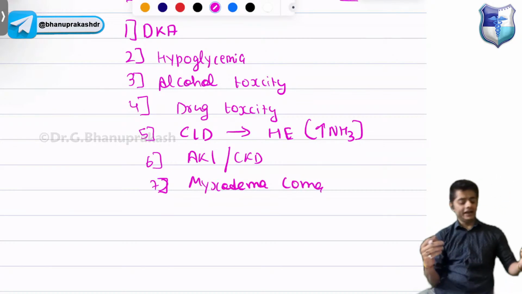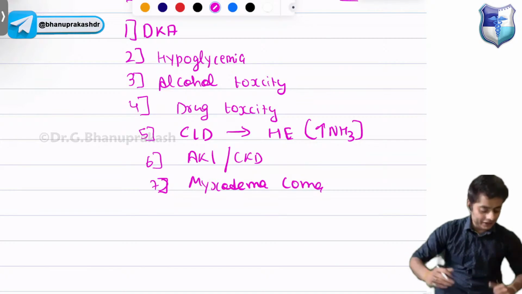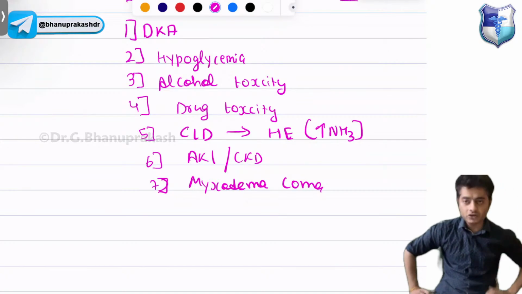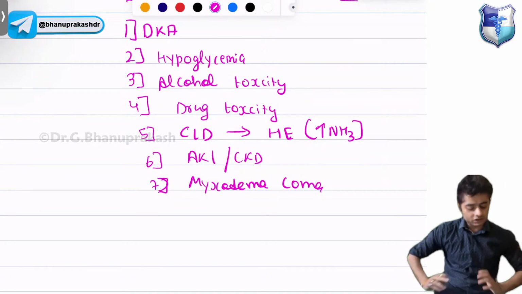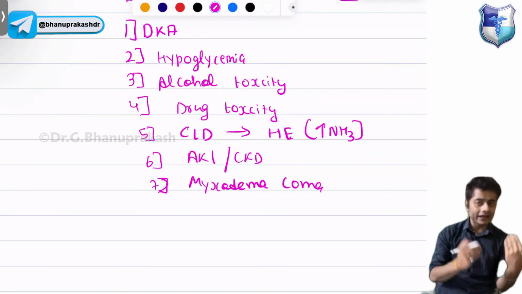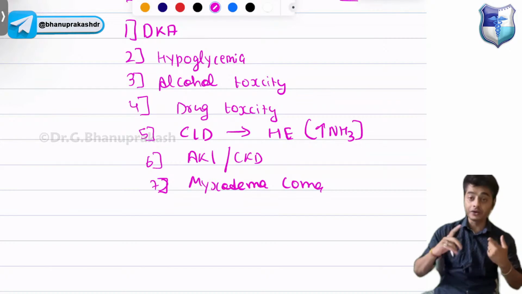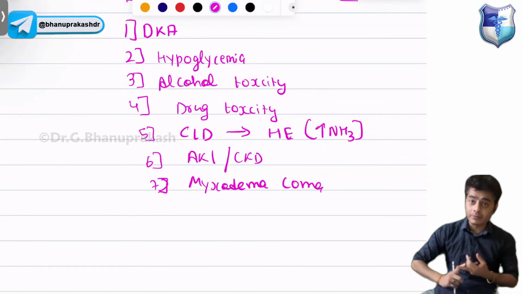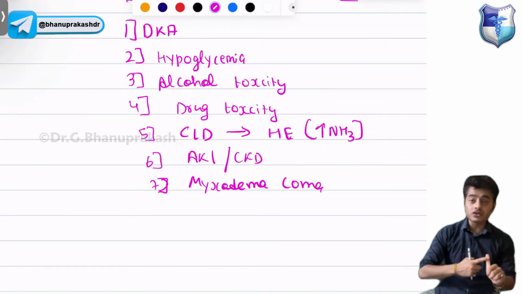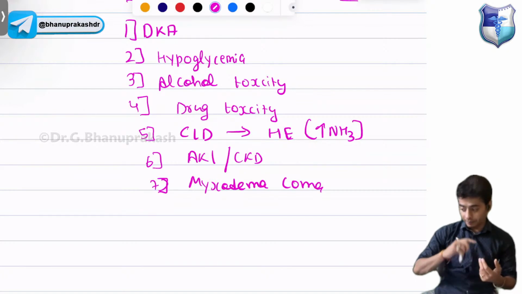No, no, Naveen. How can dehydration lead to coma, beta? Dehydration can lead to shock. There are so many patients of dehydration in our country, and that many patients would go into coma. Dehydration can lead to shock. It can't lead to coma. Okay. So it can be DKA, hypoglycemia, alcohol toxicity, drug toxicity, CLD, hepatic encephalopathy, AKI, CKD, myxedema coma.